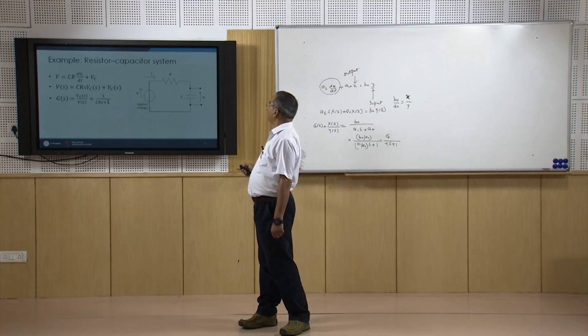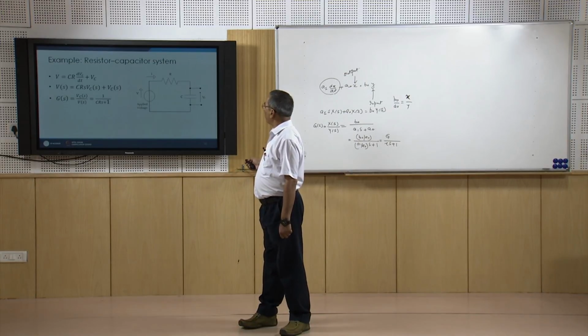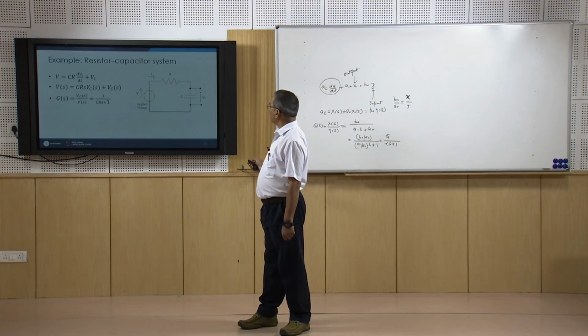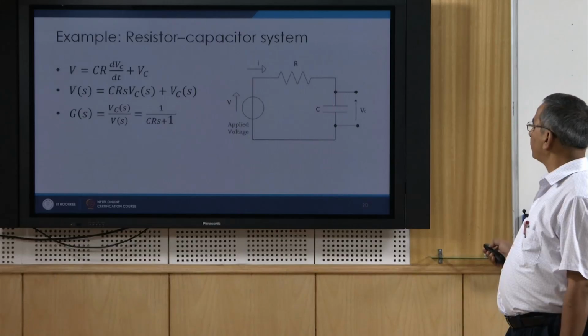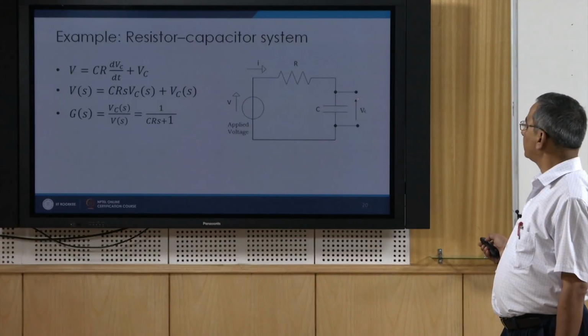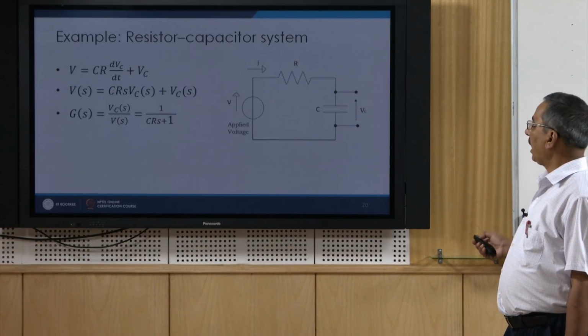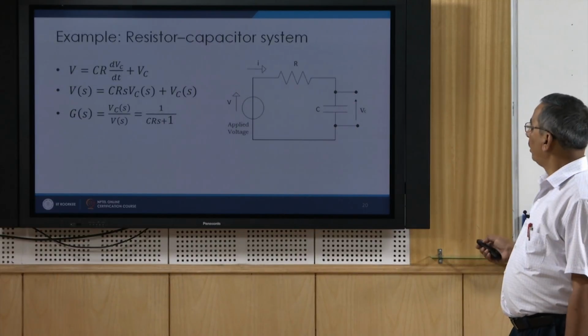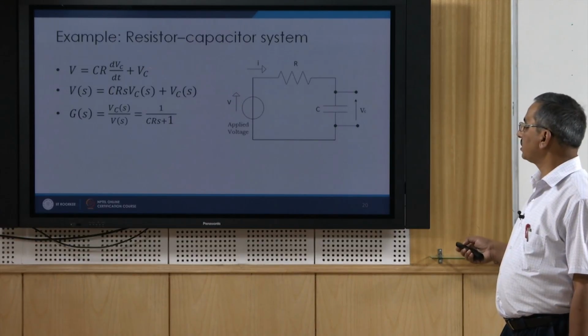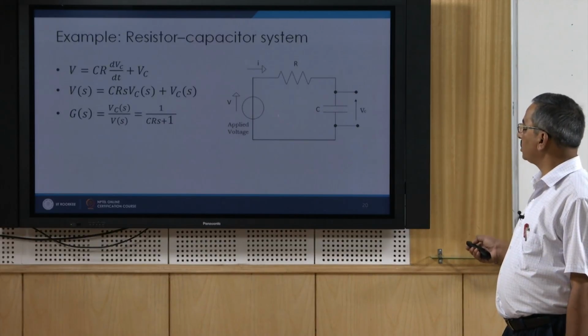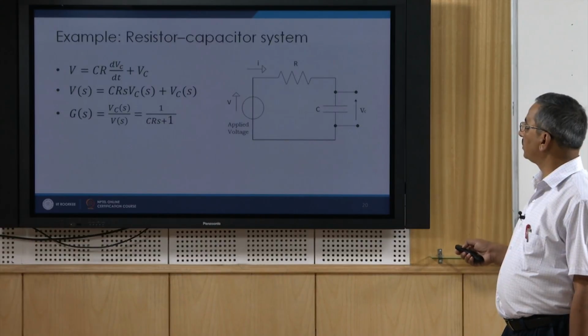We can take the example of a physical system, say a resistor capacitor system. Here, the resistor is represented by R and the capacitance by C, and the applied voltage is V. My interest is to find Vc, the voltage across the capacitor, which is my output. Using Kirchhoff's voltage law, I can write the system equation as the loop equation for this loop: V is equal to CR dVc by dt plus Vc.